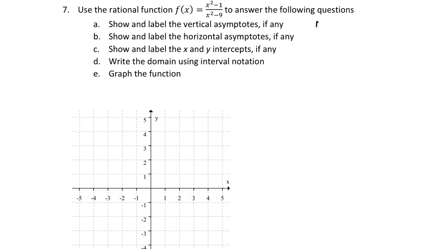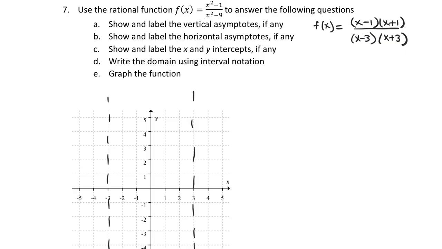Okay, I'm going to start by factoring in the numerator and factoring in the denominator. So remember, the vertical asymptotes would be domain restrictions. Those come from domain restrictions in the denominator, which are going to be positive and negative 3. So we have a vertical asymptote at positive and negative 3. And it says show and label, so you have to have x equals negative 3 for that one, and x equals positive 3.